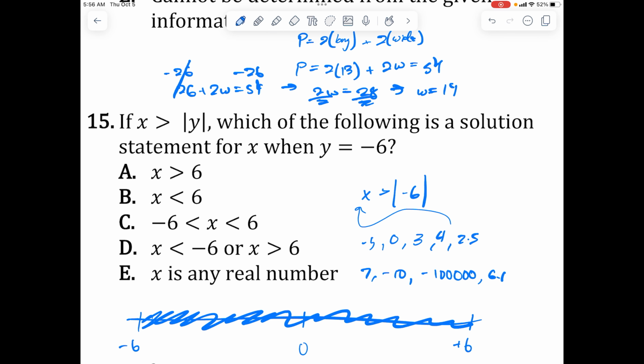So really what we have is a solution that is all the numbers to the left of here and to the right of here. So what does this look like in equation form? It would be x is less than negative 6 or x is greater than 6.